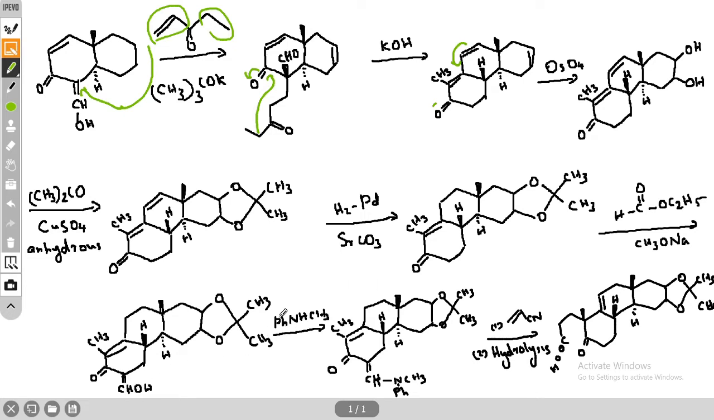Then it is treated with methyl phenylamine, and it is substituted here. Then after elimination of one molecule of water, one hydrogen and one OH group from here are removed, and this is attached here. So this is to prevent any undesired condensation on here.